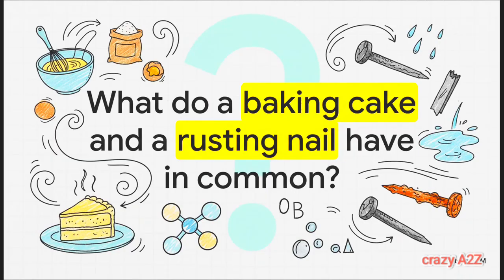All right, let's start off with a little bit of a puzzle. What could possibly connect the amazing smell and transformation of batter into a cake with the slow, silent decay of an iron nail that's been left out in the rain? I mean, you'd think they have nothing in common, right? But believe it or not, they are both perfect examples of the exact same fundamental process.